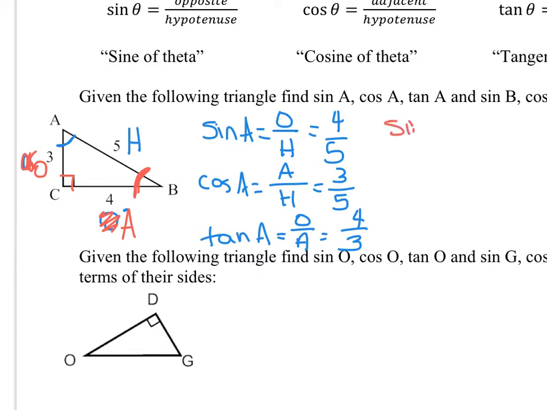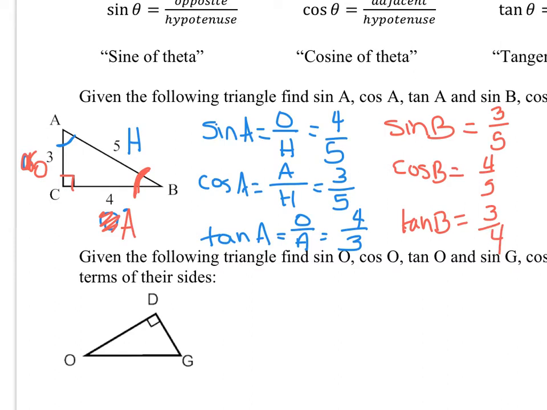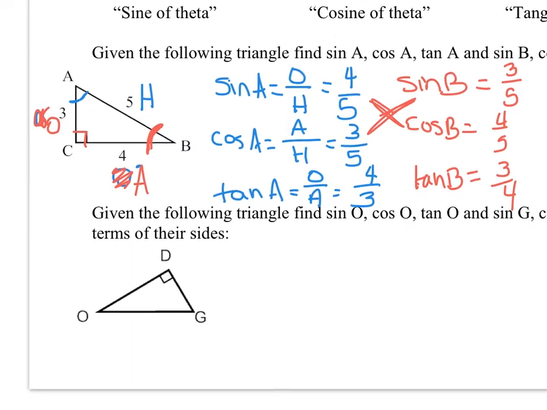So the sine of B is opposite over hypotenuse, which is 3 over 5. Cosine of B is adjacent over hypotenuse, which is 4 over 5. And the tangent of B is opposite over adjacent, which is 3 over 4. You may see similarities here, like these guys are the same and those guys are the same. That's a cool thing, and we will get to it eventually.